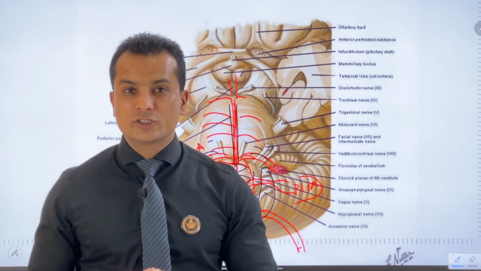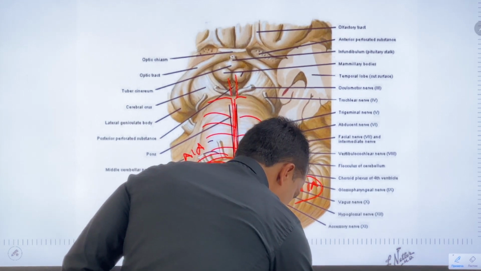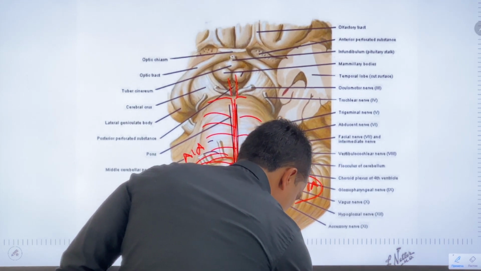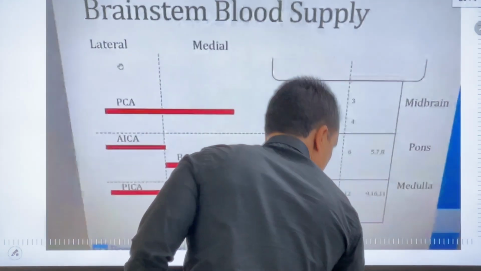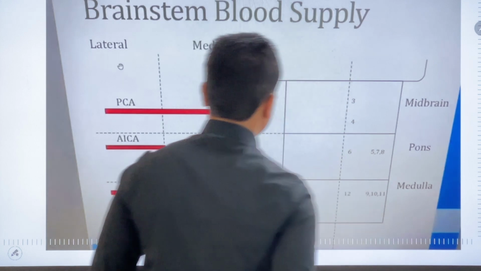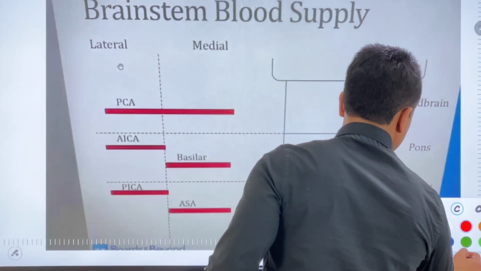And again I am insisting you have to draw the circle of Willis and another structure. Okay, let me show you another structure to make your concepts more clear. Guys, focus here please. Look, this is the brainstem blood supply. Yes, brainstem blood supply. Here you can see.